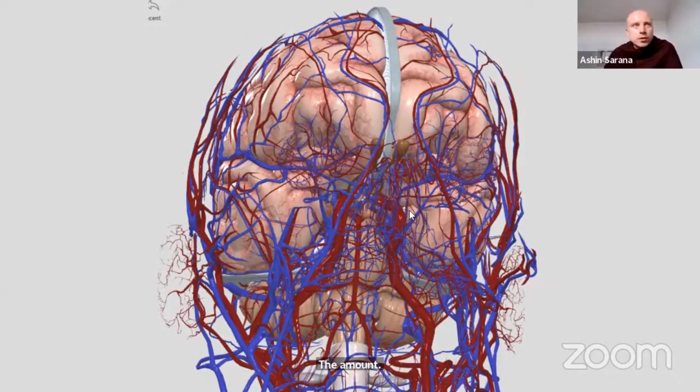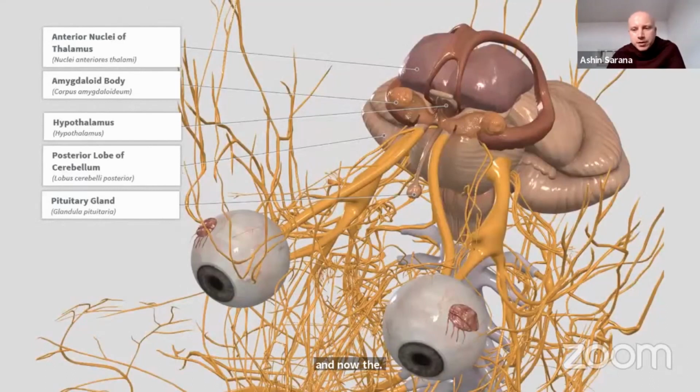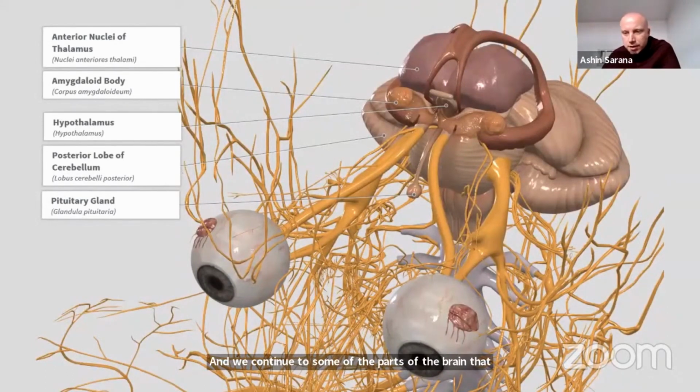And we continue to some of the parts of the brain that are considered essential. So we see there amygdaloid bodies. There are two amygdaloid bodies. The hypothalamus, which we already spoke about. Thalamus, that's this red thing that's sitting on the hypothalamus. And the cerebellum. Cerebellum is this striped thing, this large thing over there at the back.